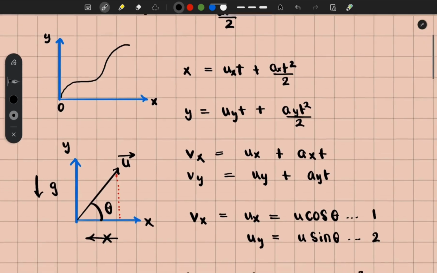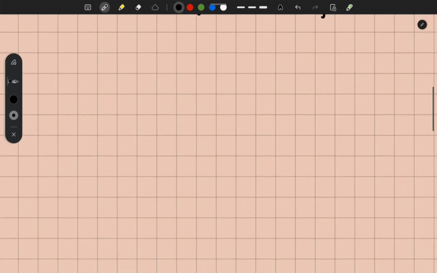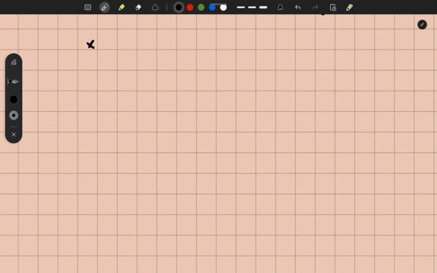We can specify that for a projectile, x is just going to be u cos theta into t, and since there's no gravity in this, we won't have another term. y, on the other hand, is equal to u sine theta t minus gt square divided by 2. So there we have it. Now we can finally write our final equations for projectiles, which is going to be as such.